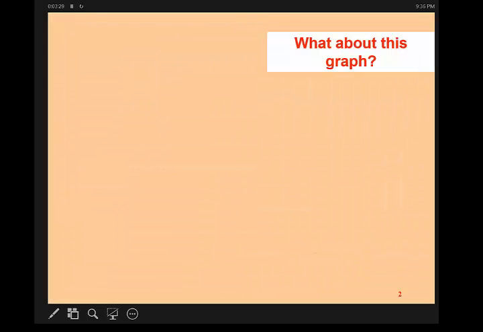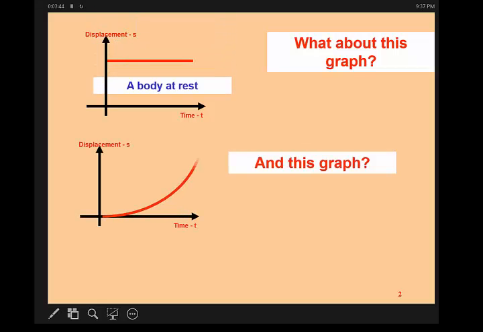But what about this one? This is a displacement over time graph. What is happening on this graph? Have a look at it. What we have is a body at rest. A body that is stationary at a certain distance from the origin, its displacement.